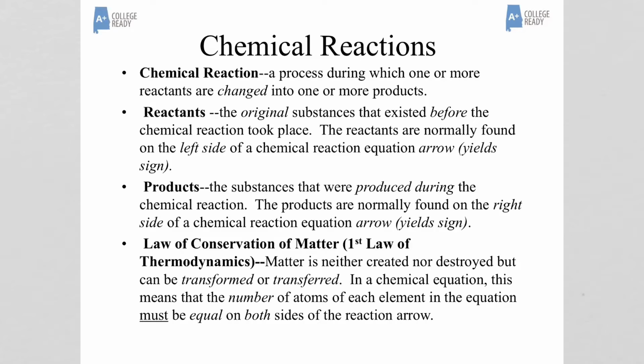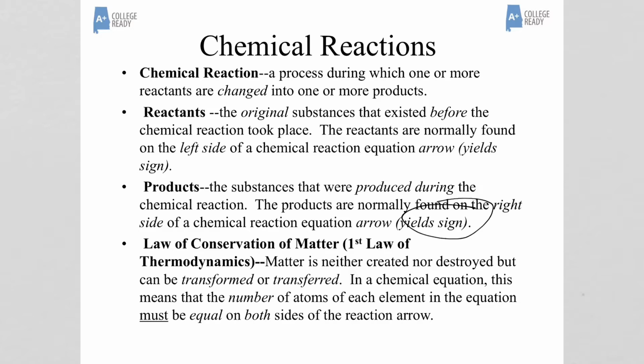A chemical reaction is a process during which one or more reactants are changed into products. The reactants are the original substances that existed before the chemical reaction took place. They're normally found on the left-hand side of the arrow, the yield sign. The products are the substances that are produced or made during the chemical reaction. They're normally found on the right-hand side of the yield sign.